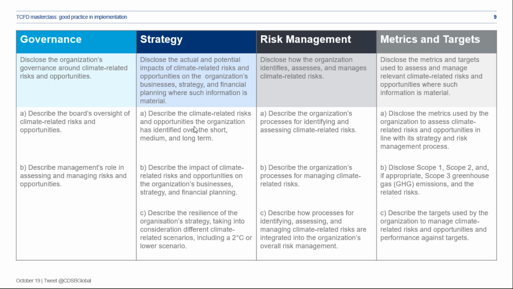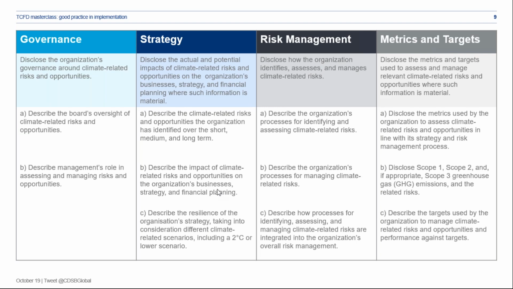And so for governance, really, the recommendations are around how the company oversees climate-related risk and opportunities, both by the board and by management. For strategy, the recommendations relate to how the company accounts for these risks and opportunities, including the risks to which it is exposed, the impacts of those risks on the business, and finally, the organization's resilience to scenarios that are consistent with the 2-degree or lower pathway.